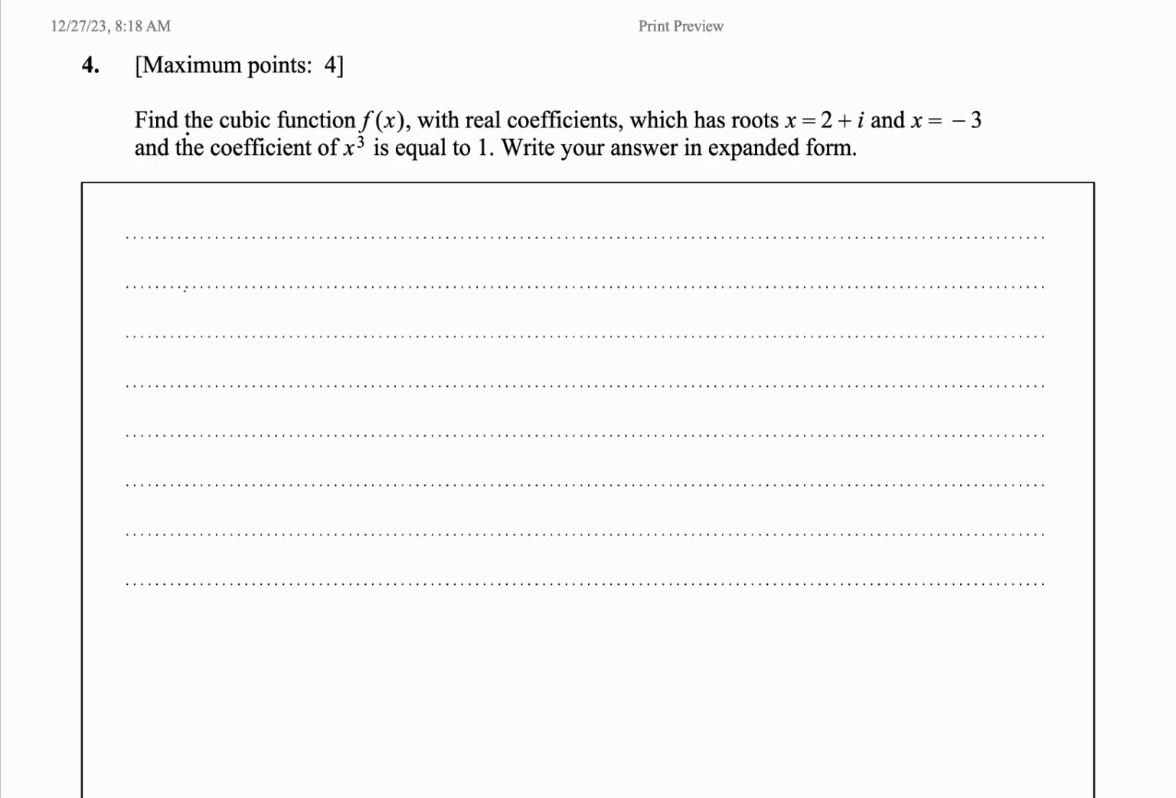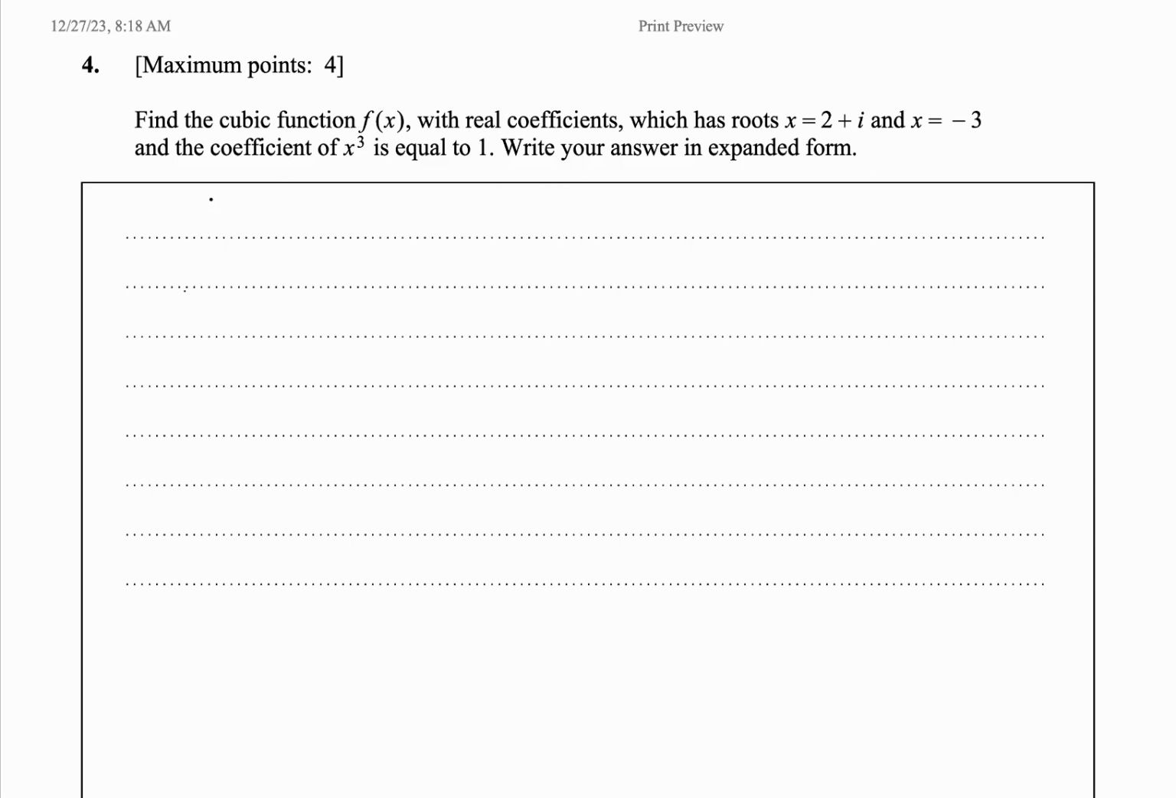Hello everyone, in today's video we'll be going through some IB exam style questions regarding polynomials and their complex roots. So in this first question, we're being asked to find the cubic function with real coefficients which has roots x equals 2 plus i and x equals negative 3, and the coefficient of x to the power 3 is equal to 1.